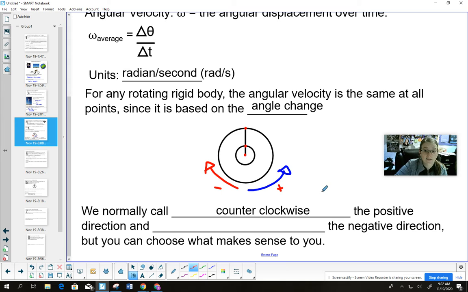But you can choose, you just have to be careful, because if we change direction, that is a change in the velocity. So we got to be careful with that. So again, clockwise is negative, but it doesn't matter. As long as you're consistent throughout, you can choose what you want to call the positive or the negative direction.